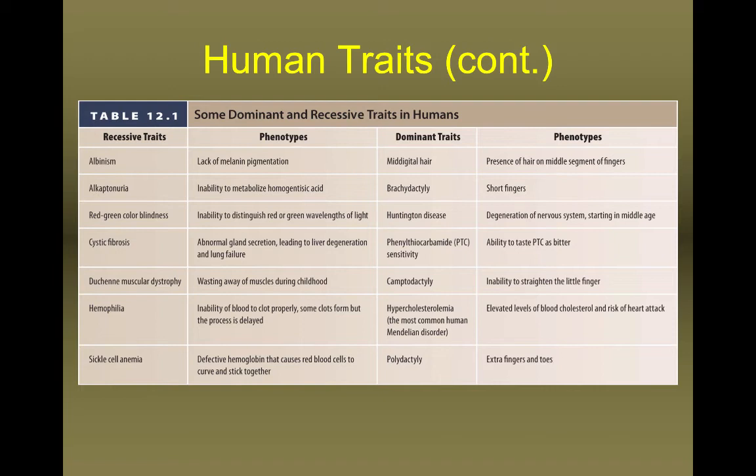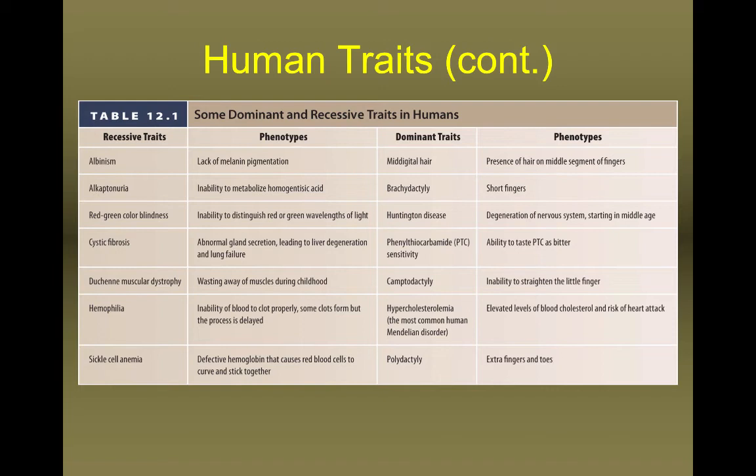Both red-green color blindness and hemophilia are what we call sex-linked recessive traits, which we'll talk about more a bit later on in another section, where the trait's actually on the X chromosome, and for that reason it tends to affect males much more commonly than females. Cystic fibrosis, muscular dystrophy, sickle cell anemia, all of those are conditions associated with recessive traits.